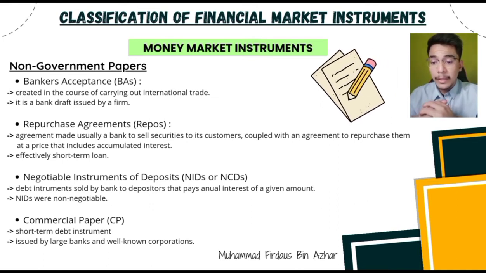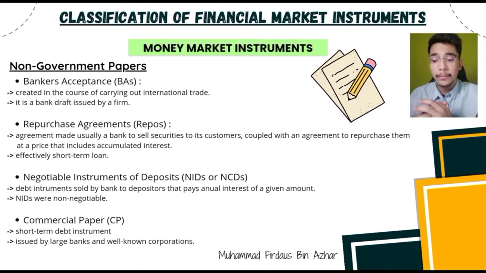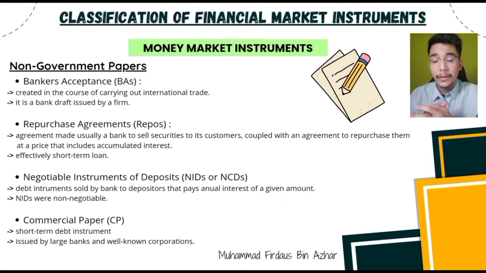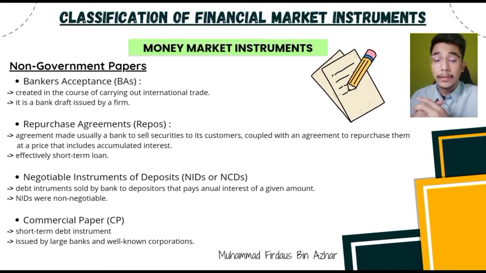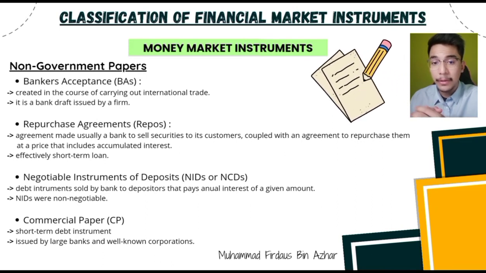Repurchase agreement is an agreement made, usually by a bank, to sell security to its customer, coupled with an agreement to repurchase them at a price that includes accumulated interest. It is also known as an effective short-term loan. Next, the third one is the negotiable certificate of deposit. It is a debt instrument sold by a bank to a depositor that pays annual interest of a given amount. It is known as non-negotiable.